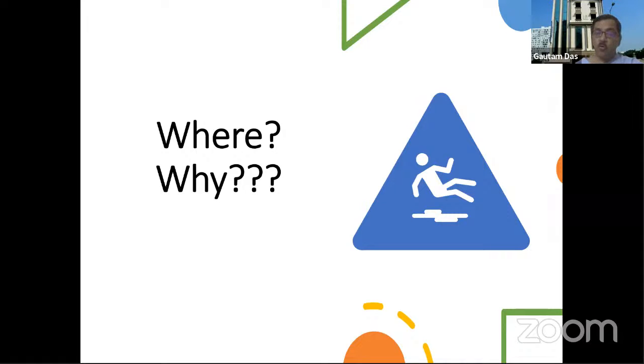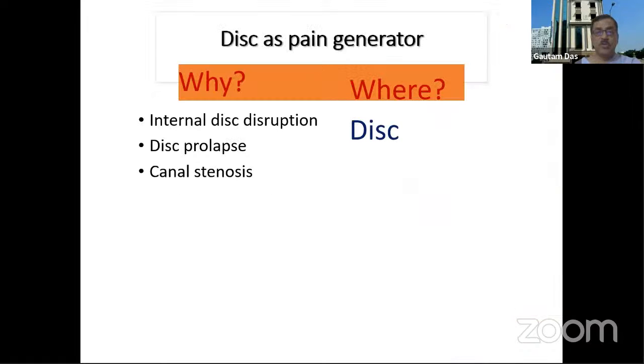That means where is the pain generator? Which anatomical structure is the source of the pain is the first important question. But the second important question, very relevant, is your why. Means why that particular anatomical structure has been converted into a pain generator. So now, what we are discussing is the disc as a pain generator. So the question is the where. If it is a disc, the second important question that comes is why.